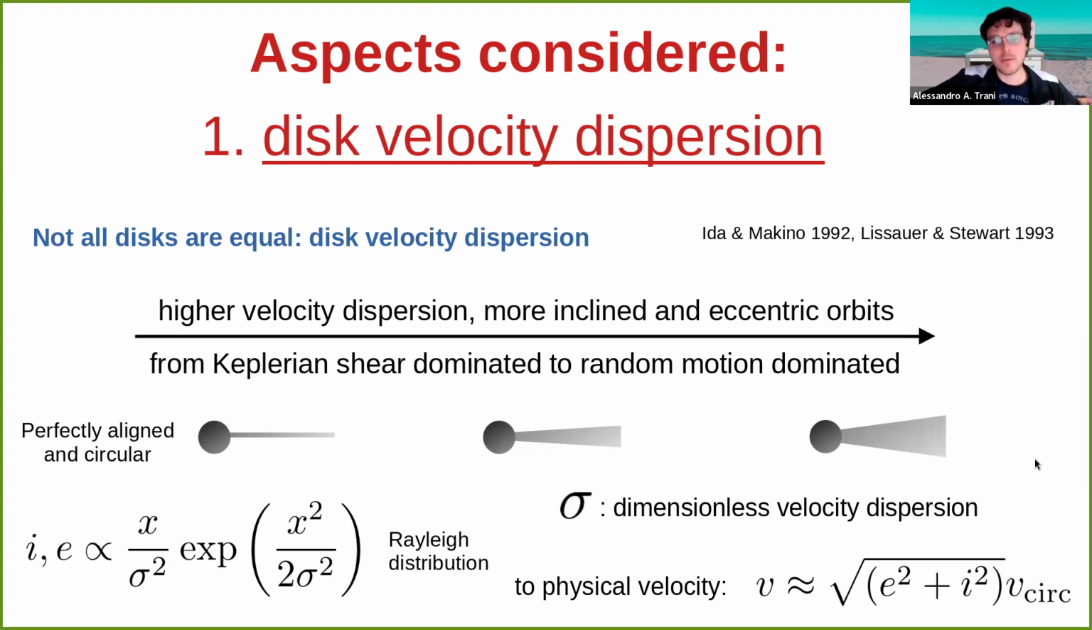While as we add this, if the stars become more inclined and more eccentric, then the difference in velocity between stars is actually due to this random motion, which is more similar to the random motion that we have in stellar clusters, for example.